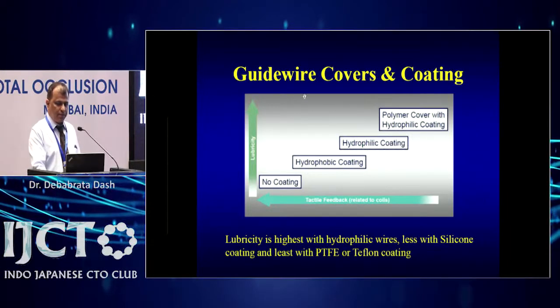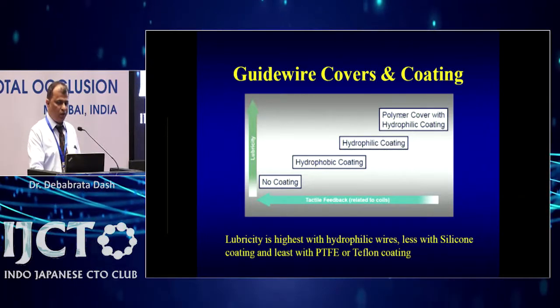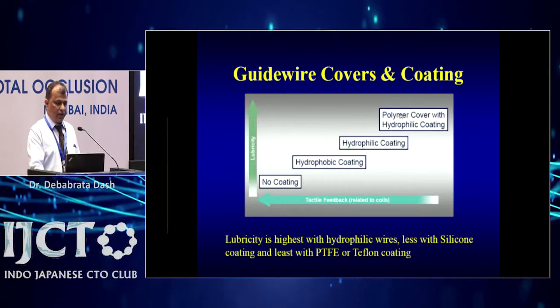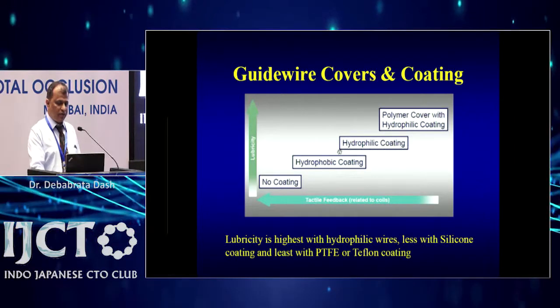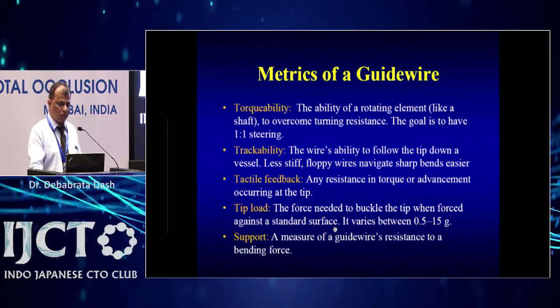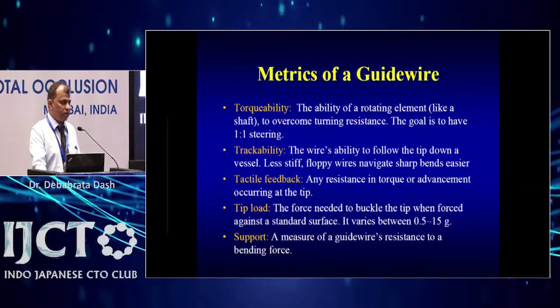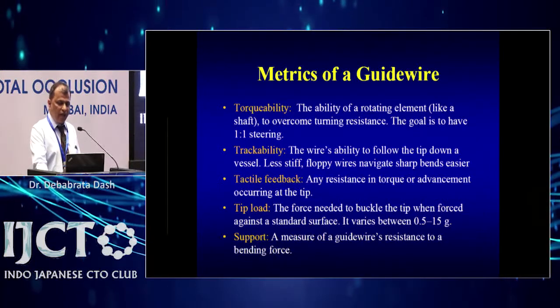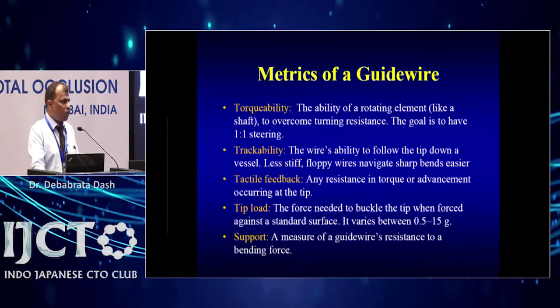As you can see, the lubricity is highest with polymer with hydrophilic coating. As the coating decreases, when it becomes hydrophobic, the lubricity is lowest, but then tactile feedback is more. What are the metrics? These are the metrics of guide wire torqueability. The ability of a rotating element to overcome a turning resistance is called torqueability.